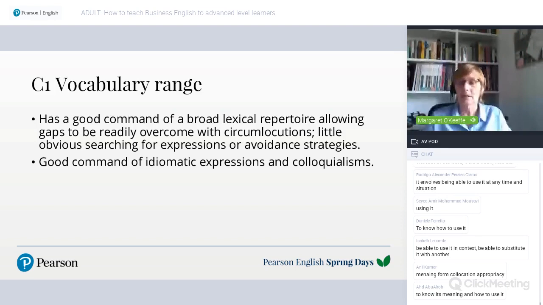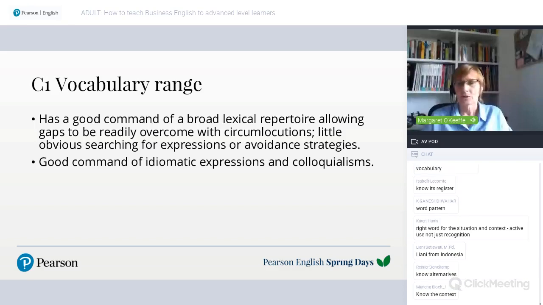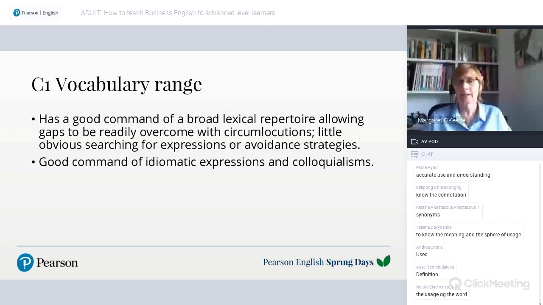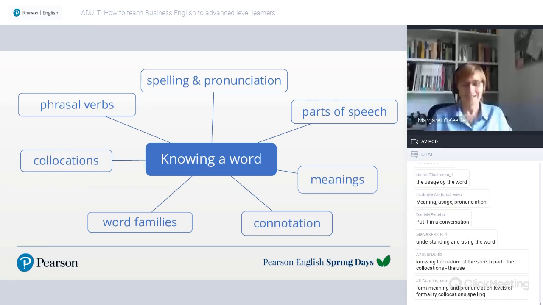Exactly, know how to use it. Know the collocations, absolutely. Know the pronunciation. Know the degree of formality of that word, absolutely. The register. So is it formal, is it informal? Know how to spell it, know how to pronounce it. Absolutely. So knowing a word means a lot of things.